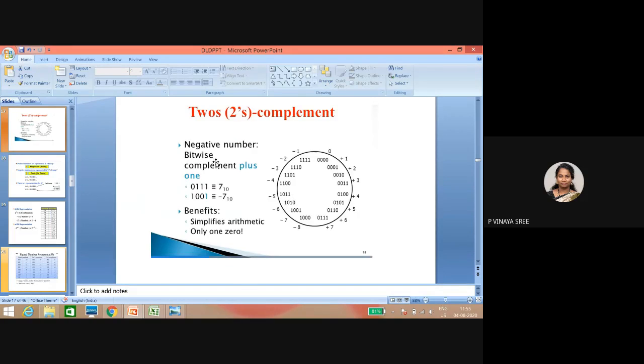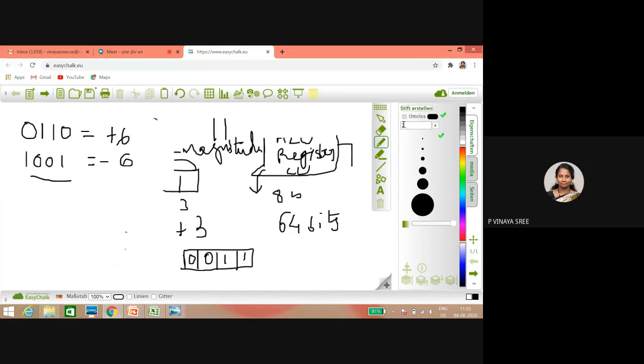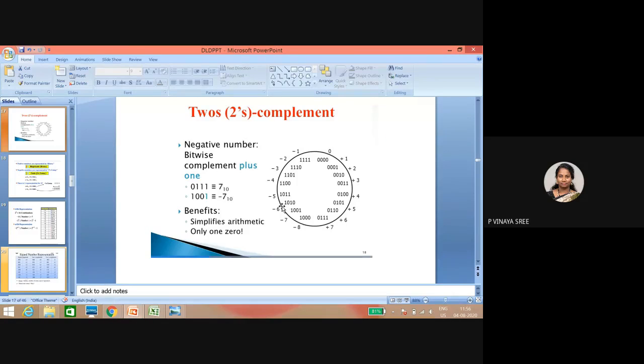So 2's complement representation. Now let me take the same example, 6. Already we have done. Can anyone tell me how to do 2's complement of a given number? First we should do one's complement, then just add one. Already we have a 1's complement here, right? So let me add 1 so that we'll get a 2's complement. So I'm adding 1 so that you'll get 1 0 1 0. Yes, 1 0 1 0 is minus 6 in 2's complement.